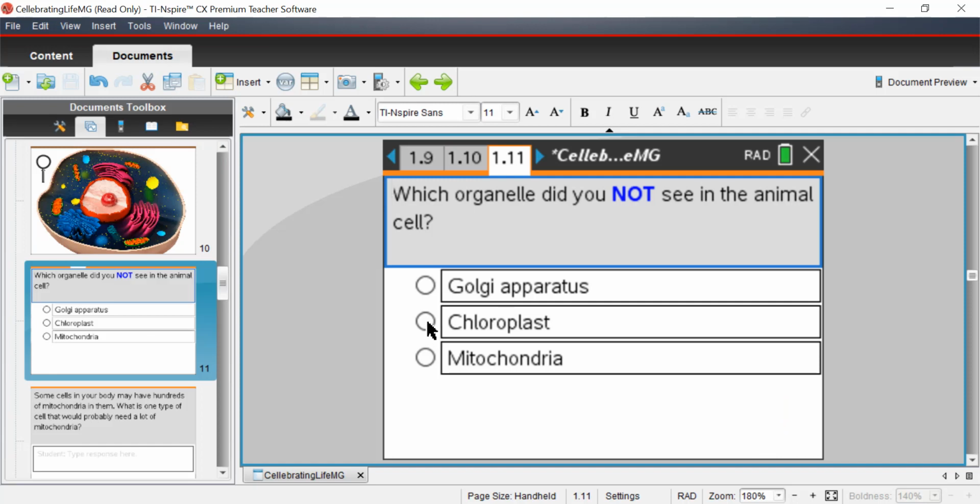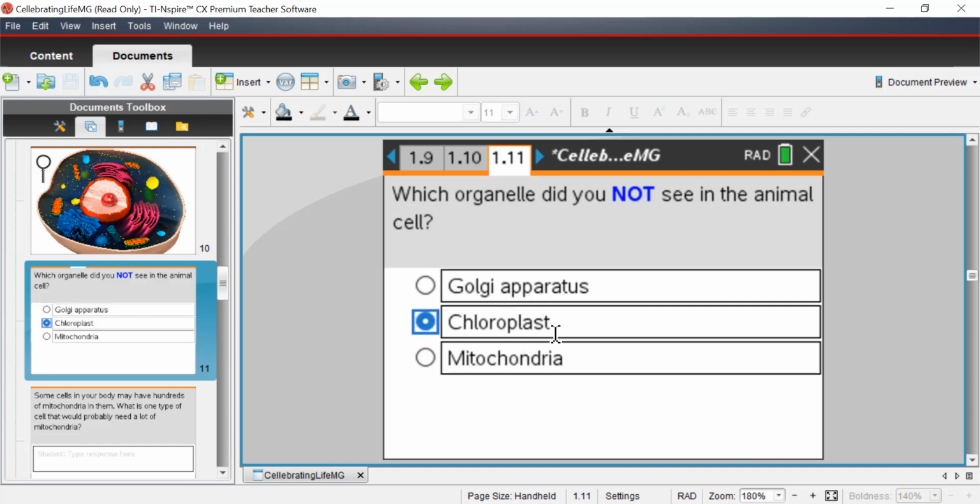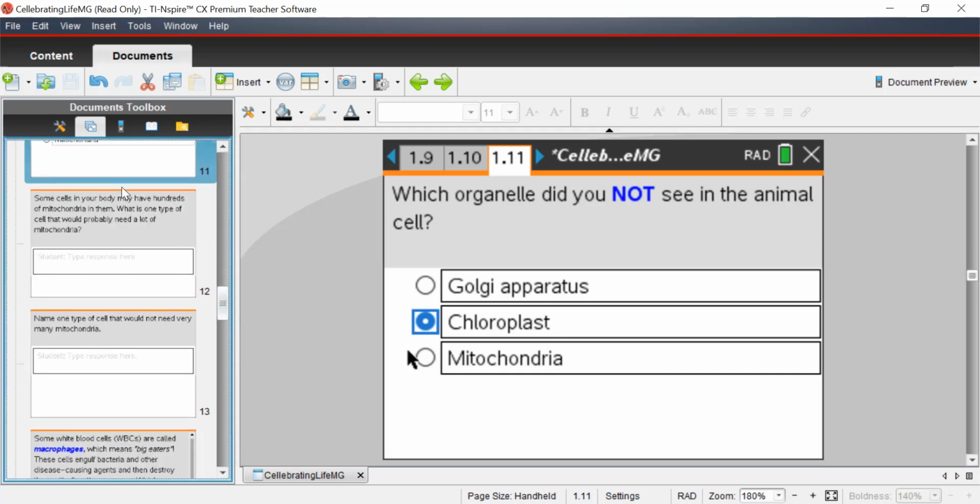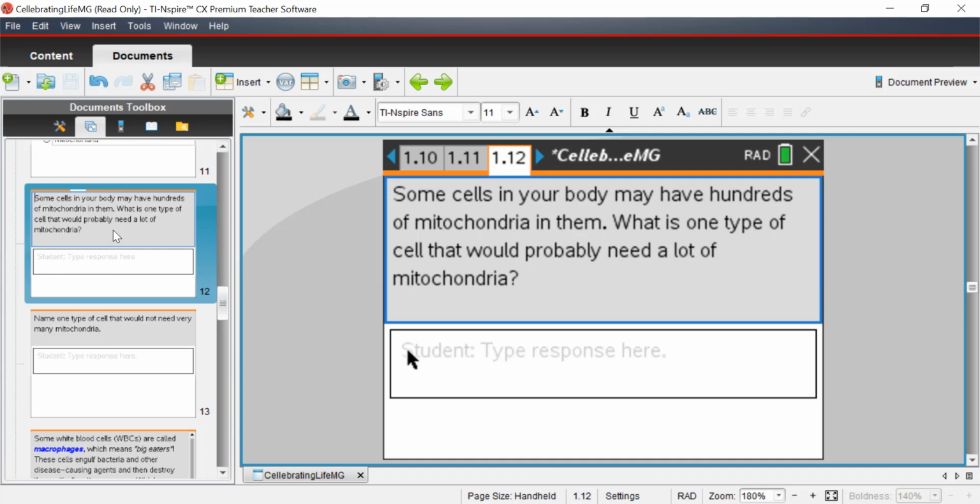We did not see a chloroplast, and that is a real thing. That's not a fake word. The chloroplast is specific to plant cells, and you'll find out why here in a few minutes. All right, so let's see. Some cells in your body may have hundreds of mitochondria in them. What is one type of cell that would probably need a lot of mitochondria?